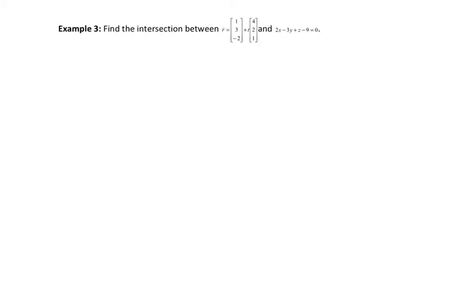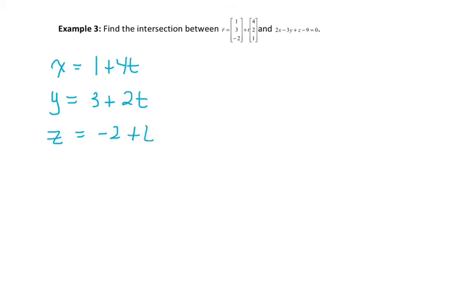So find the intersection between, here's our line and here's our plane. If I want to find the intersection between them, then I'm trying to say that this is a point on my line that lies within this plane. So if I put my line into parametric form, x is going to be 1 plus 4t, y is 3 plus 2t, z is negative 2 plus t. Now I'm going to plug those into my plane.